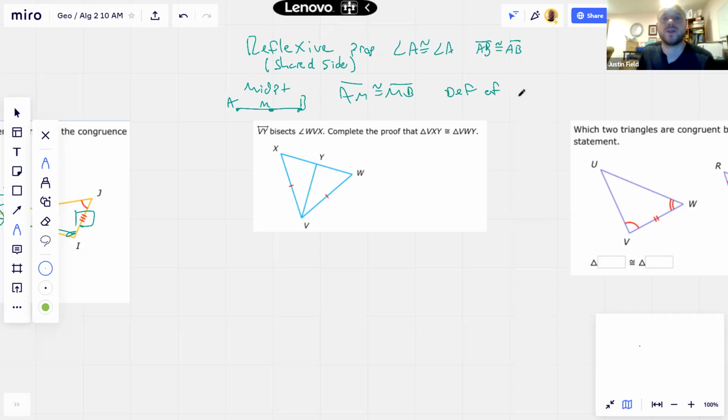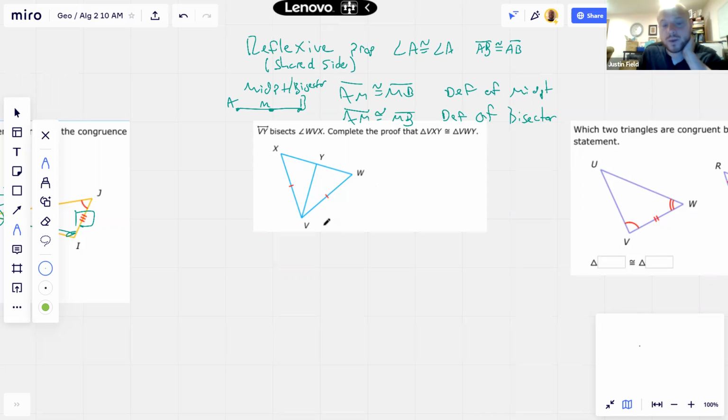Definition of midpoint. And then sometimes we might say it's a bisector. You might also see that it's a bisector and it's going to be the same congruent statement. But if your key word is bisector, then you would just say definition of bisector. All right, so let's see if that might be enough for us to prove this.